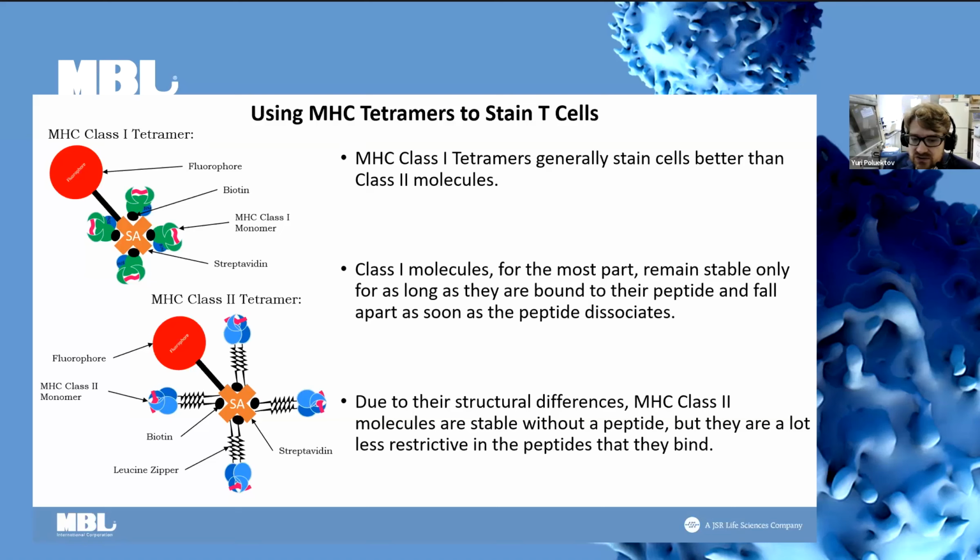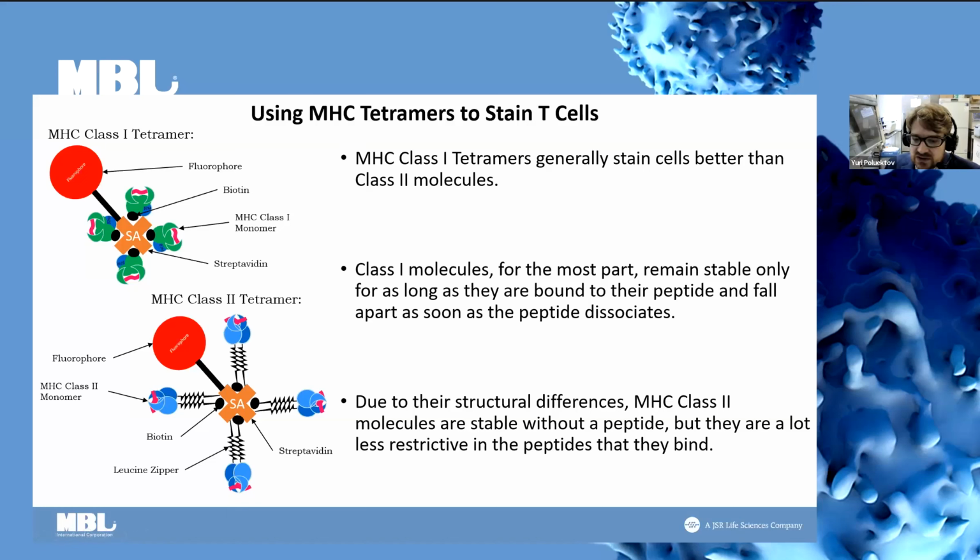Due to their functional and structural differences, class 1 molecules generally stain better than class 2, but class 2 molecules identified some of the more widely studied CD4 T cell populations. Class 1 molecules, for the most part, remain stable for as long as they're bound to the peptide and fall apart as soon as the peptide dissociates.